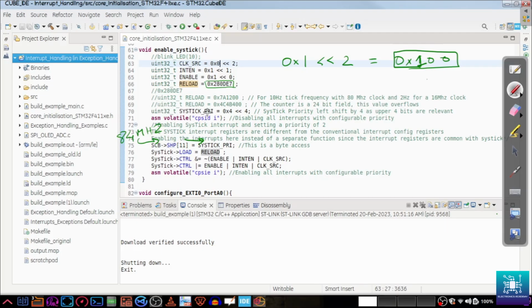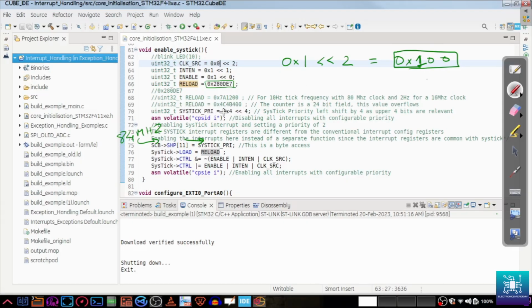Now this is where you set the Systick priority. Now we have only defined the values. We have not yet filled the registers with these values. So this is just defining the values. So second is we do a Systick priority equal to 0x04 shifted by 4. So we are setting up the priority of the Systick interrupt to be 4, and whichever is the priority register, we are shifting it by 4.